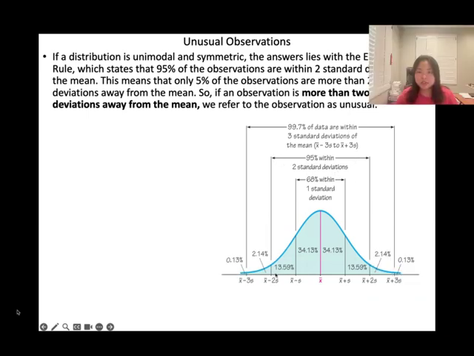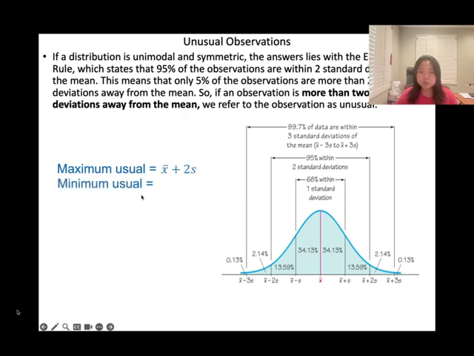So look at this picture here. They're talking about if an observation is more than 2 standard deviations above the mean, we consider this part of the data unusual. Or if the observation is more than 2 standard deviations below the mean, which is this part, we consider this data unusual. So when you add up these two parts here, it's roughly about 5%.